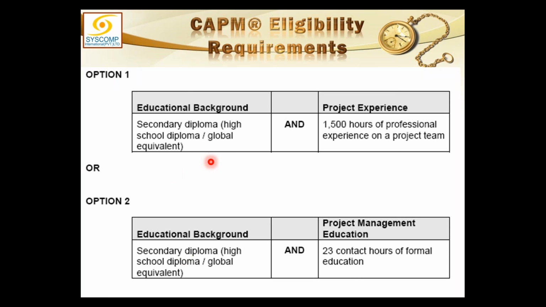Just the secondary education is required, not even a bachelor's degree. With secondary education, you either have 1500 hours of project experience, which comes out to be 1 year, or if you don't have 1 year of experience, you can show that you have studied project management for 23 hours somewhere. If either of these two conditions is fulfilled, you can go for the CAPM exam. So this is much simpler.